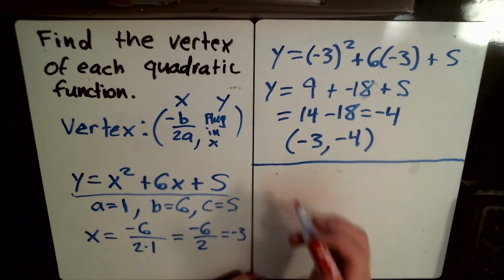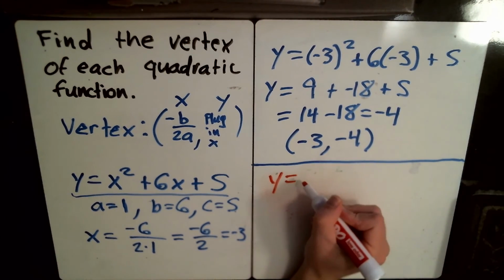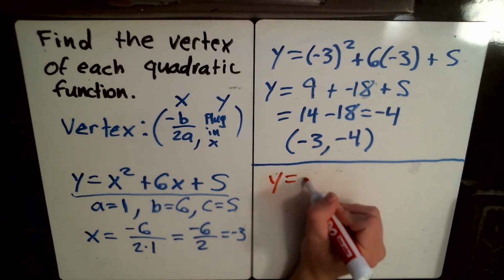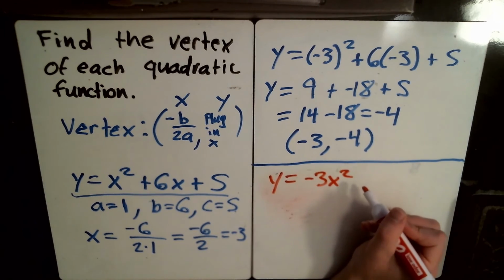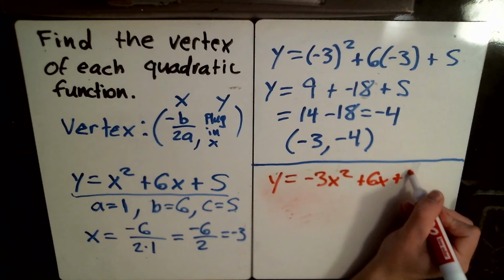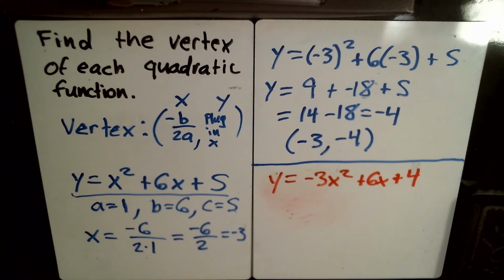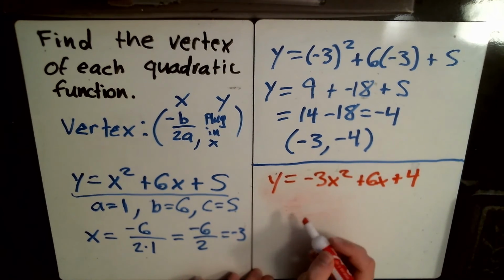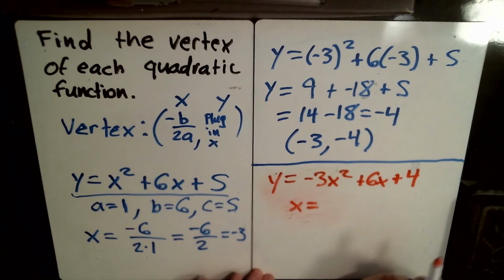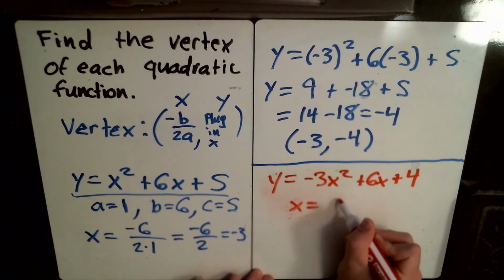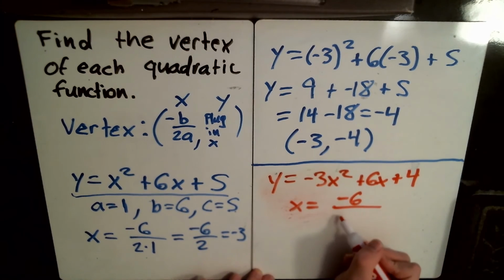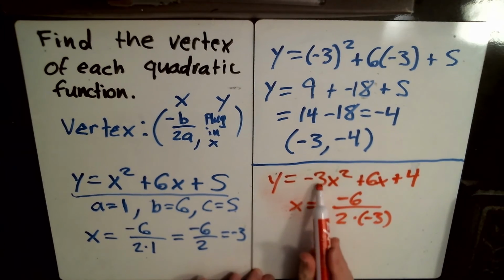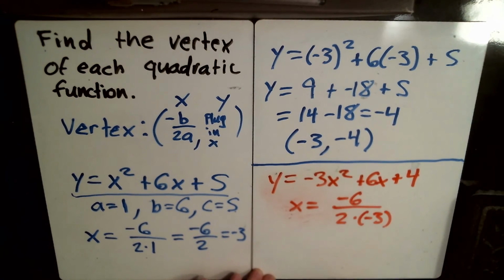Okay, so y is negative 3x squared plus 6x plus 4. That's our equation. So how would I find out where the vertex is? My x value of the vertex is negative b, so negative 6, over 2 times a. And a in this problem is negative 3. We just plug those in.